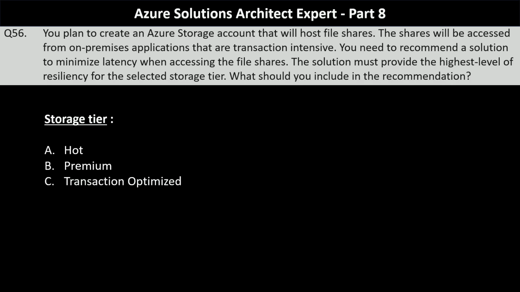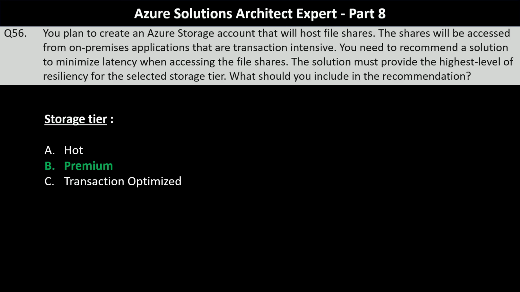And the first part of the question is talking about storage tier. Your options are hot, premium, transaction optimized. Folks, this question tests your knowledge around storage performance tiers and file share access tiers. When you create a storage account, then you only get two options, either standard or premium. And you will choose premium here because premium tier provides low latency and high throughput, which is essential for transaction intensive workloads. We will shortly head to Azure portal to understand this in more detail.